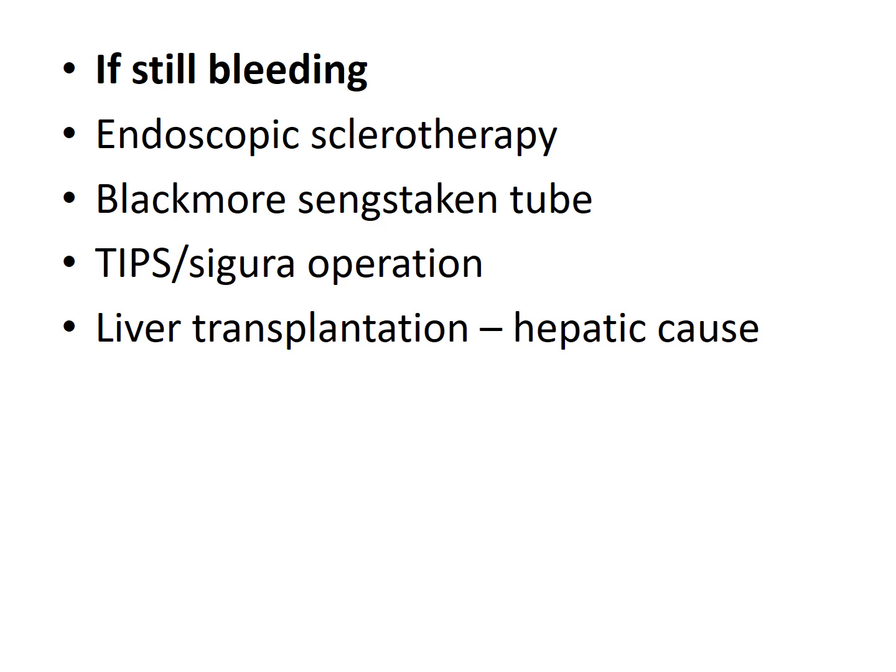If still bleeding, then you go with endoscopic sclerotherapy, or you can use the Sengstaken-Blakemore tube, or go with TIPS or a shunt operation, and finally liver transplantation if it is a hepatic cause of portal hypertension.